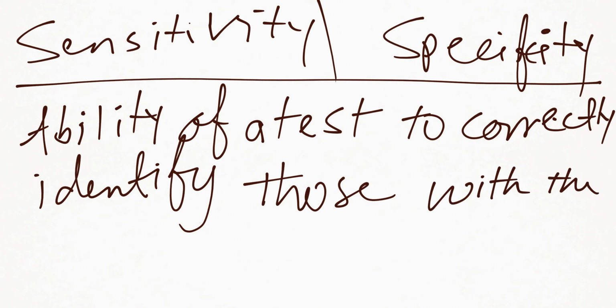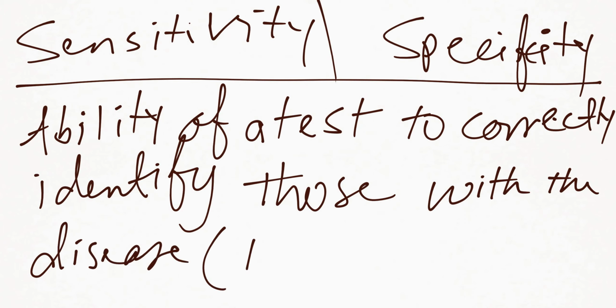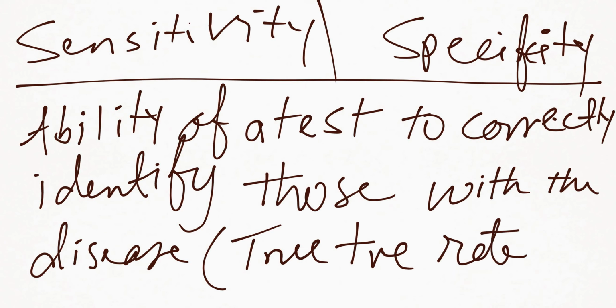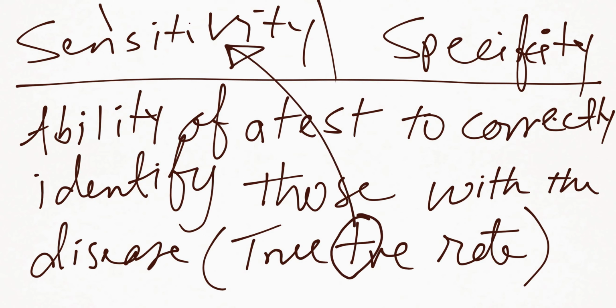the disease, and this is called true positive rate, okay? So all what you need to do here is to connect this positive sign with the sensitivity. Remember that sensitivity means positive, and positive means that the people who are positive for the disease, and a high sensitivity test will correctly identify those who are positively with the disease, okay?